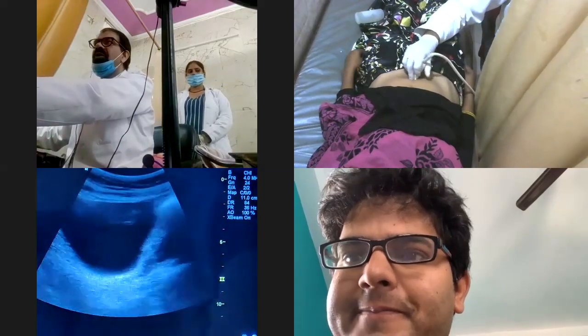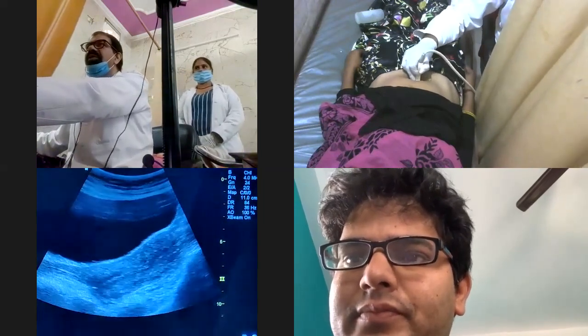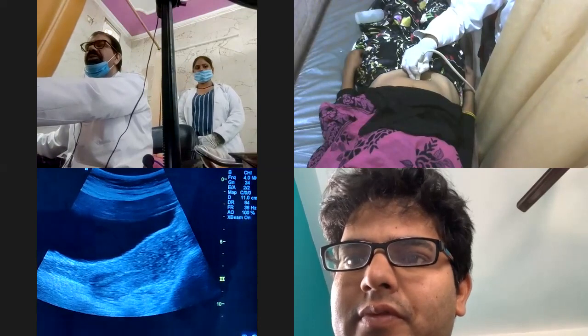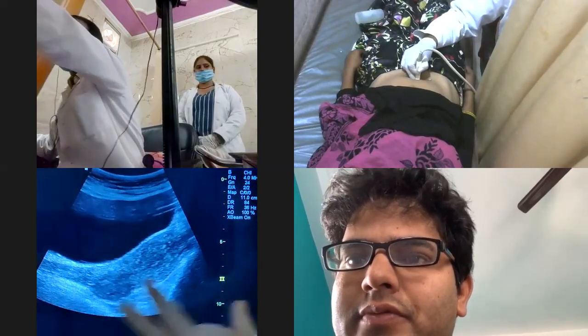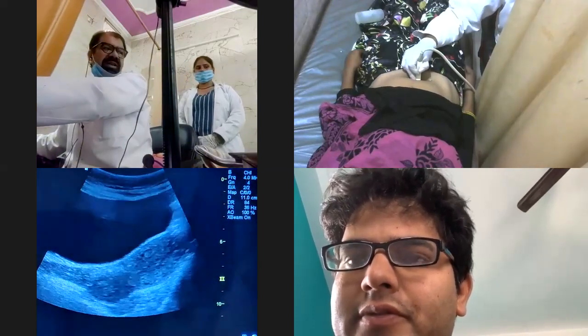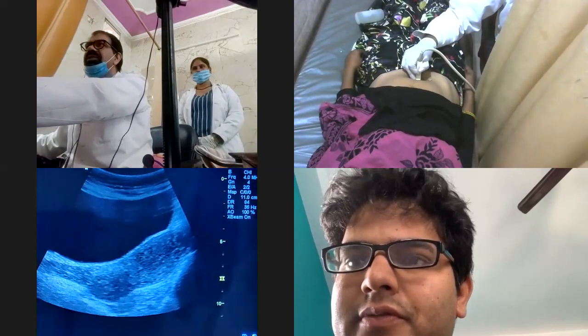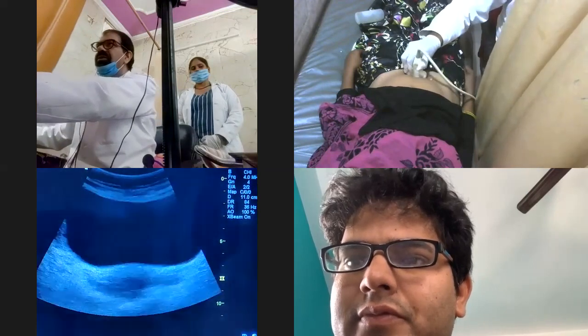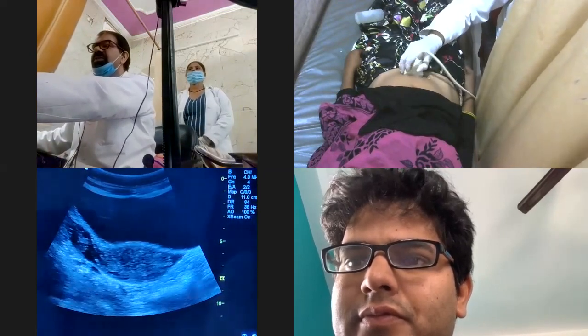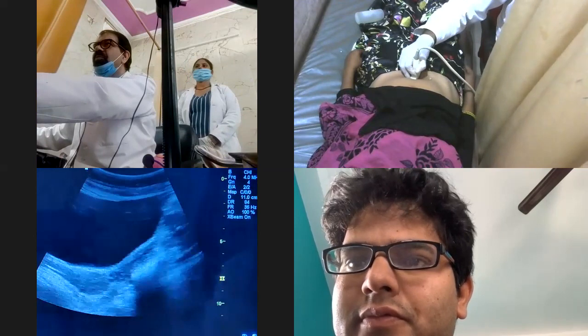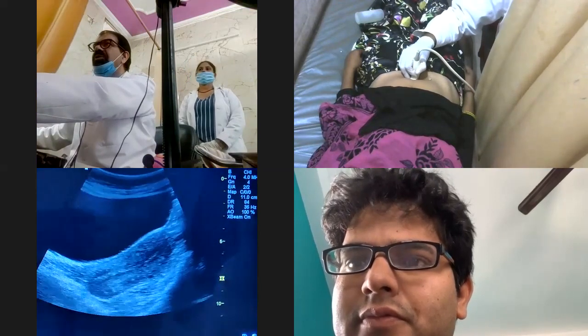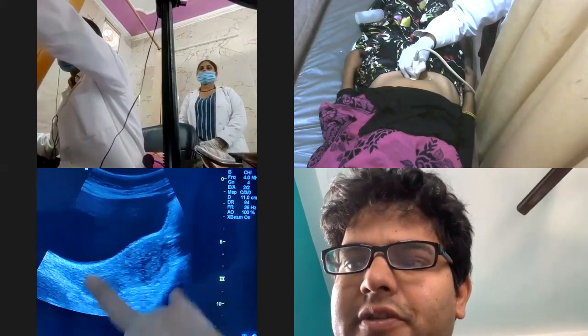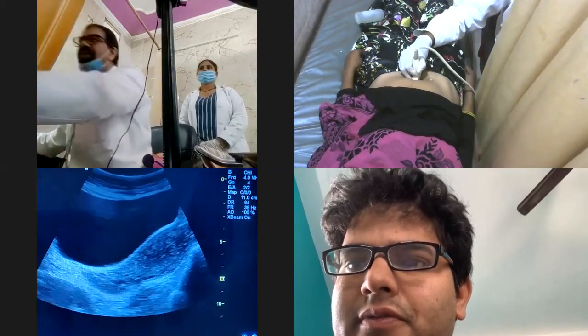So this is the cross section of the uterus, right? Now I am moving the probe clockwise into a longitudinal section, and this is the resultant image. This is the longitudinal section of the uterus. Now, again moving back to the transverse section. This is the transverse section. Then moving to the longitudinal section, this is the resultant image. This is the fundus, this is the body, this is the cervix, and this is the vaginal stripe over here.